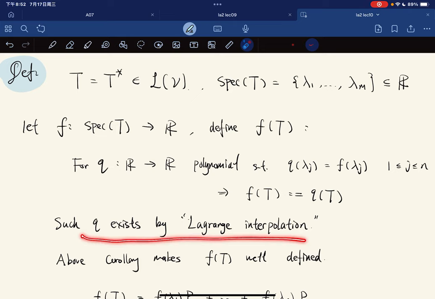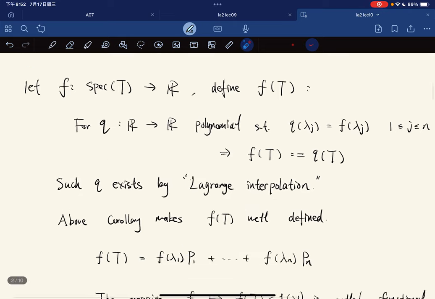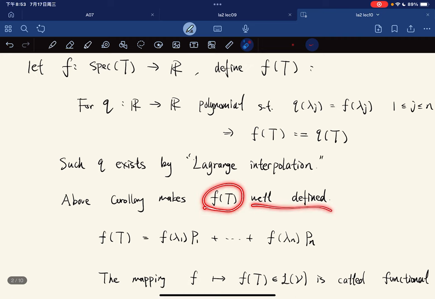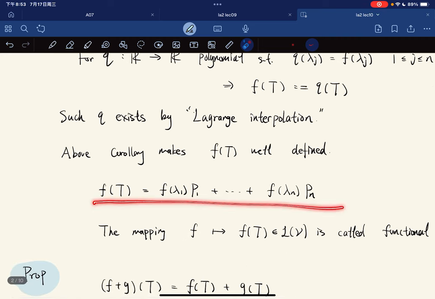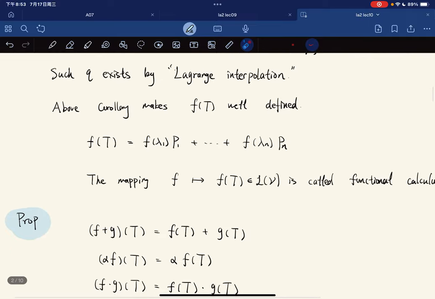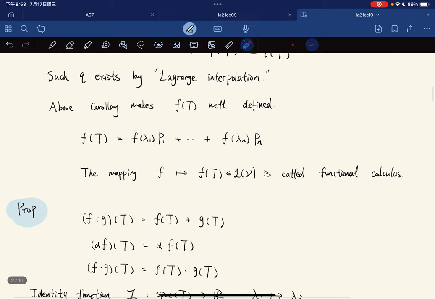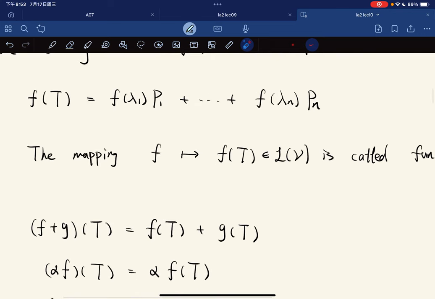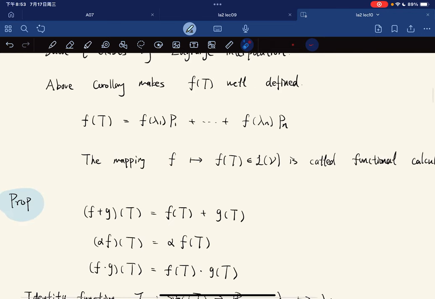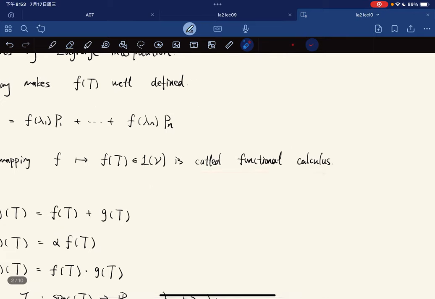So such a q exists by Lagrange interpolation, and the above makes f of T well defined, and we see that f of T is really equal to q of T. Since q and f agree on the spectrum, they become the same. The mapping that takes f to f of T, a function to an operator, is called the functional calculus. Okay?